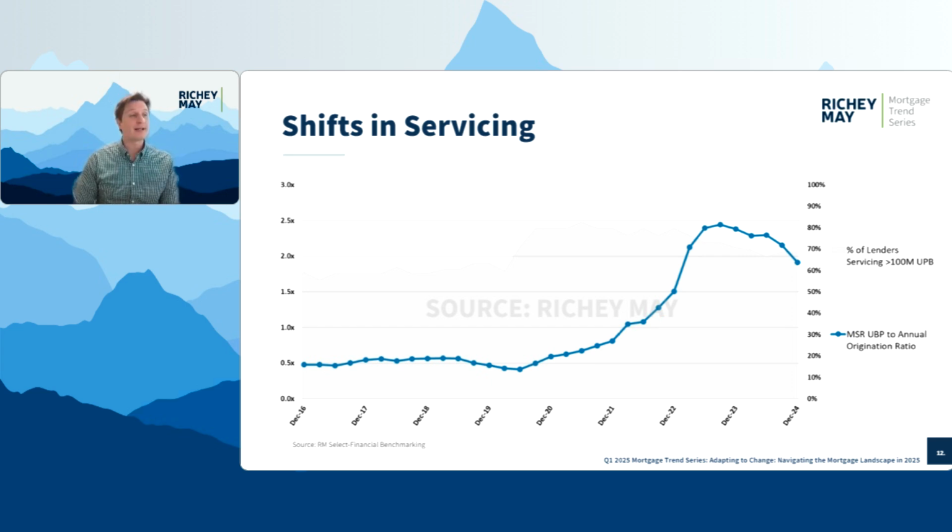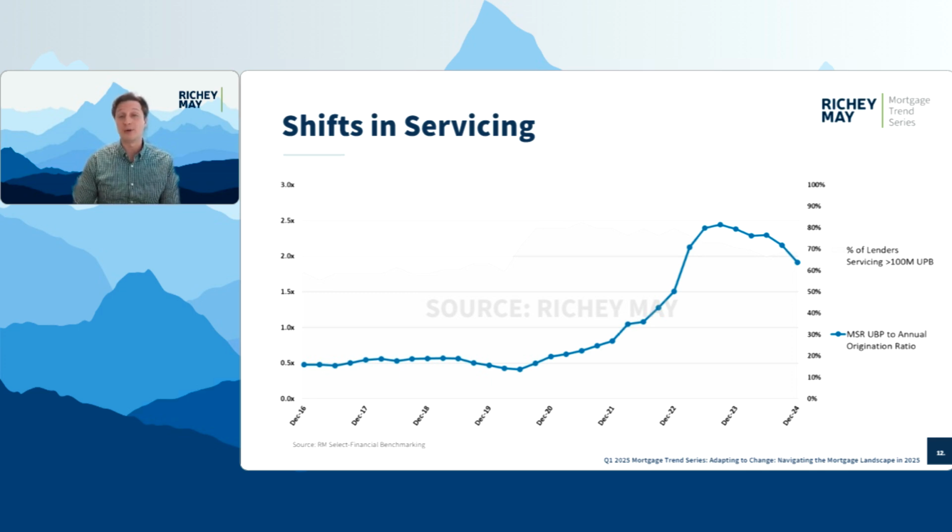The other thing I want to highlight in here is that this blue line, this is your MSR UPB as a ratio to annual origination volume. So if you're a $1 billion originator, you'd have a 0.5 ratio if you had an MSR UPB of 500 million. And this was kind of where most of our lenders were in this retail peer group until 2020. We can see that grow as retention rates began to grow.